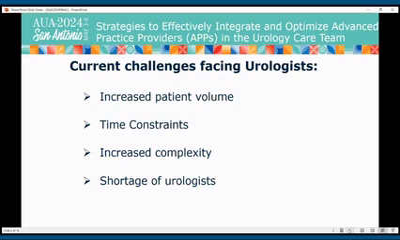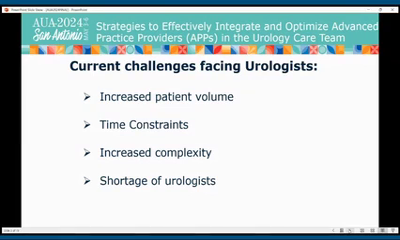Coupled with this is the increased patient complexity. Again, due to this aging population, patients have more comorbidities. Unhealthy lifestyle practices, including poor diet, lack of exercise, and smoking, also contribute to a rise in urologic issues. And it also makes surgeries more complicated.